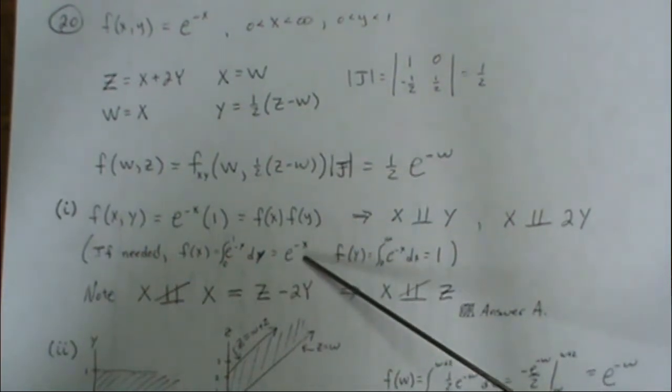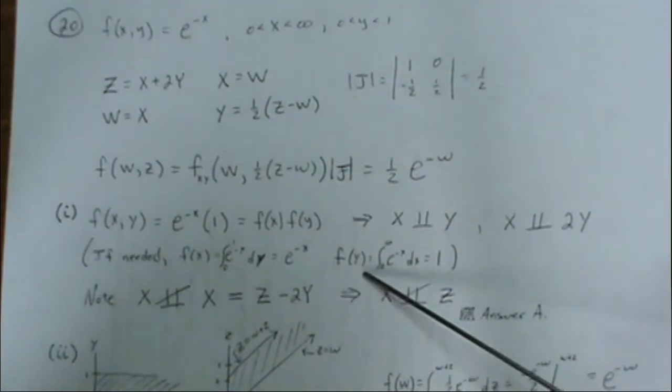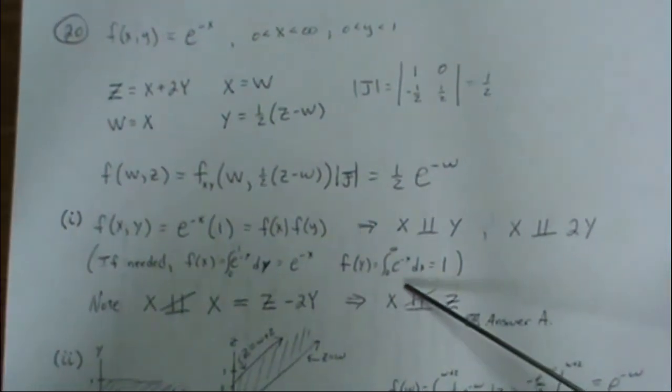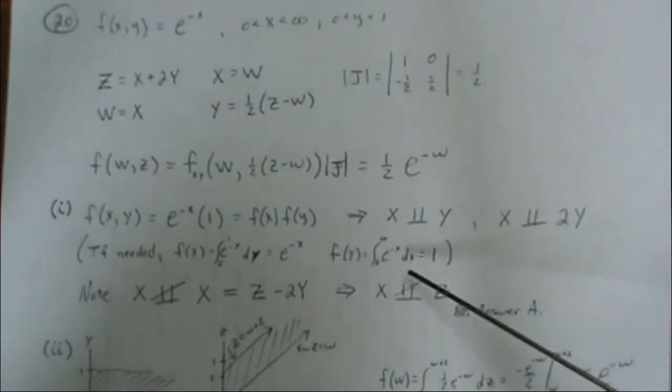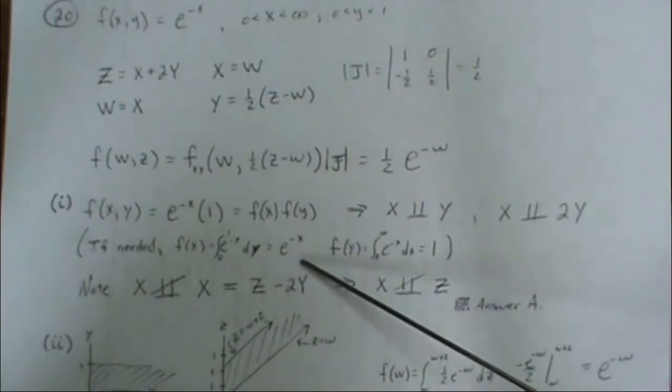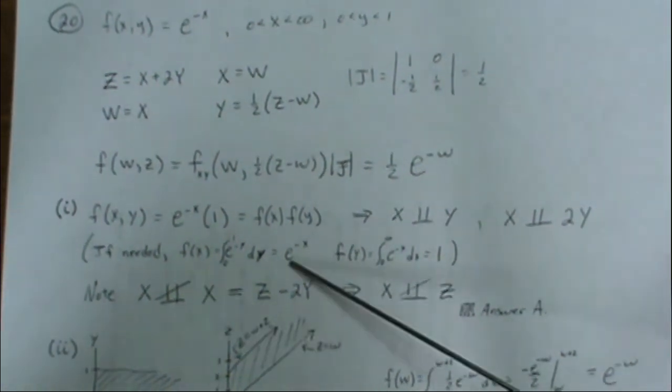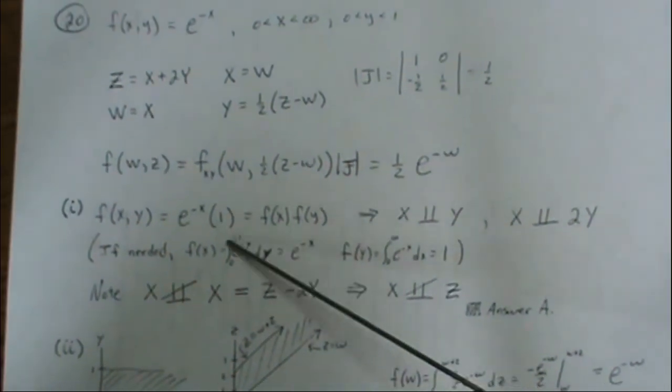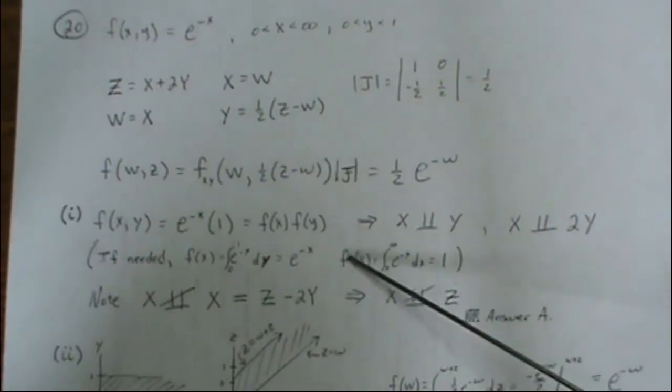and you do get e to the minus x. And then to find f of y, you integrate out x, and you get 1. And so then 1 times f of y times f of x is the joint density. So that's another way to do it.